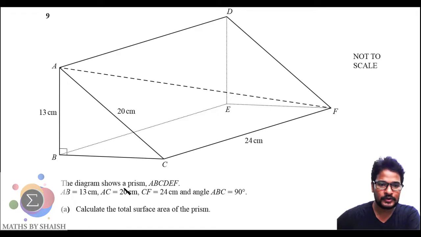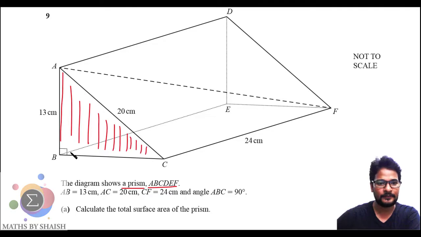Here's the ninth question. The diagram shows a prism ABCDEF. It's a prism because we can see this face is common throughout. So it's a cross section. This is a cross section, and that's why it's a prism. This is the height of the prism. They have asked us to calculate the total surface area of the prism.